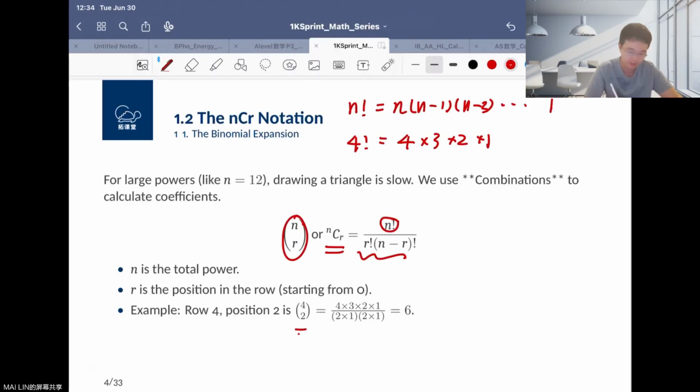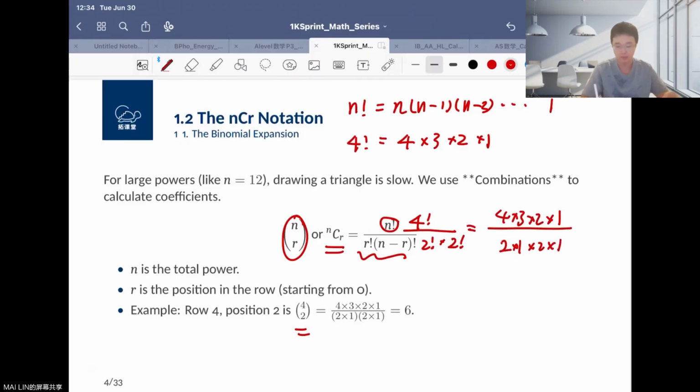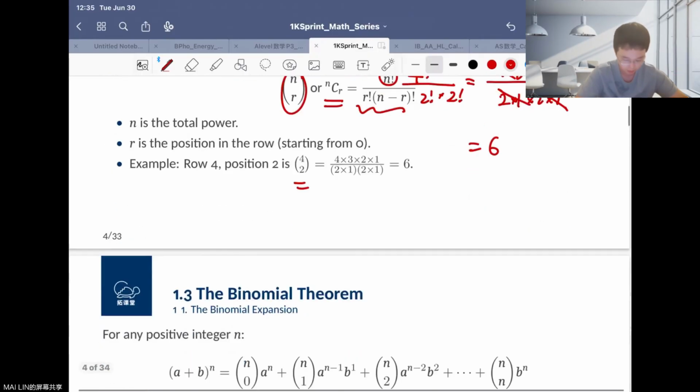So for example, for 4C2, you can say that is 4 factorial over 2 factorial times (4 minus 2) factorial, which is also 2 factorial, right? So that is 4 times 3 times 2 times 1 over 2 times 1 times 2 times 1, okay? That is how we calculate it. And then you can just cancel the 2 on both sides, and you can find the final answer is 6, right? So that also means that if you want to choose 2 items from 4 items, there are 6 methods for us to pick them, okay?